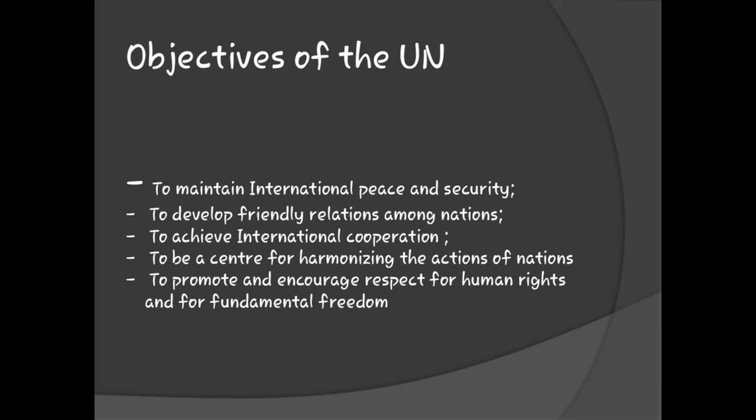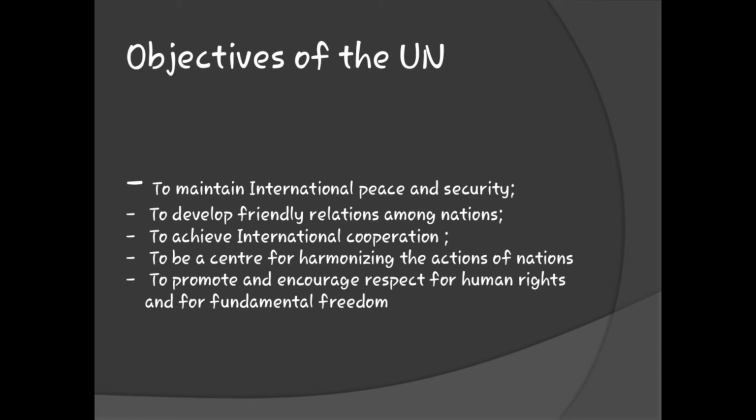Thirdly, it had to achieve international cooperation. That is, there should be cooperation among the nations. Nations should be in such a state where, in case of any sort of misconception, it can be sorted out with proper cooperation among themselves. The UN was a center for harmonizing the actions of the nations, and it had to promote and encourage respect for human rights and fundamental freedoms. So these became the objectives of the UN.